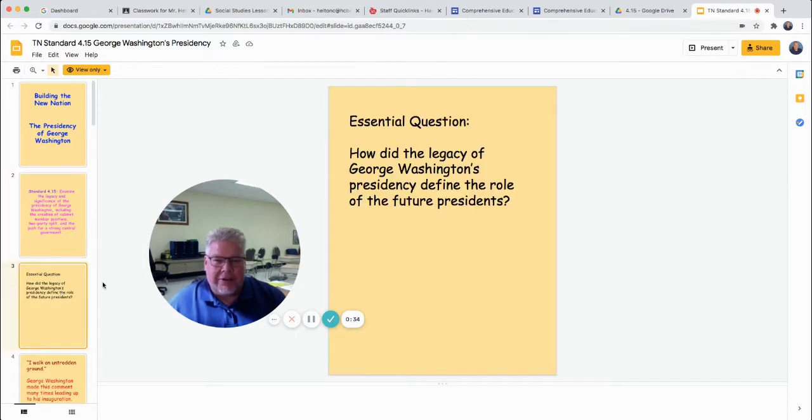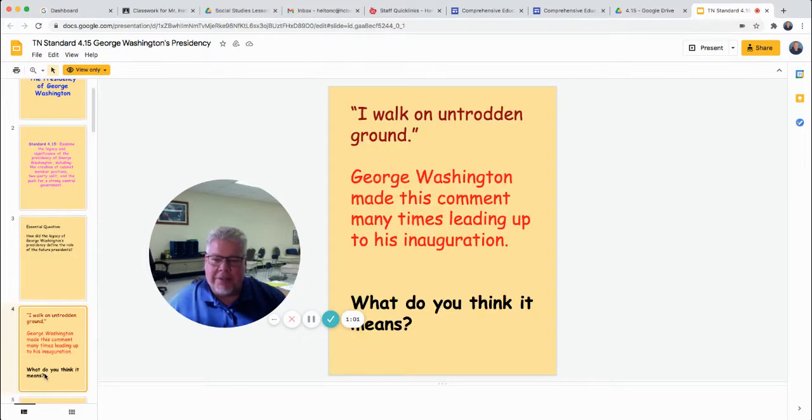So look at our essential question here. How did the legacy of George Washington's presidency define the role of future presidents? I mean, he was the very first one, so he's kind of setting the example, right? Earlier in the year, we said he set the precedent for the president. And the precedent is the example. So future presidents would do many things that George Washington did as he was the first president. So let's learn about some of those things that he did.